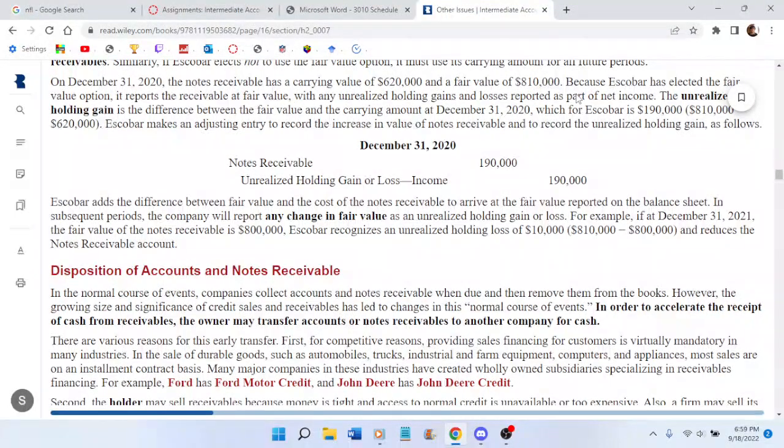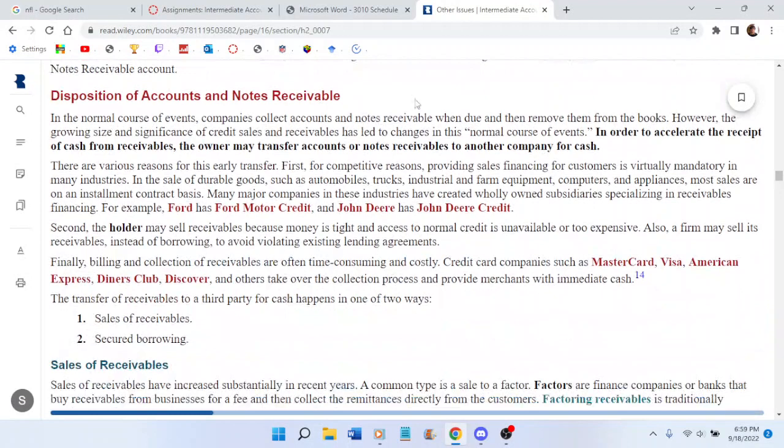And the difference. Any change: now another year later, it went down by $10,000. Therefore you have an unrealized holding loss. Reduce the notes receivable account. Good job. Disposition of accounts and notes receivable.